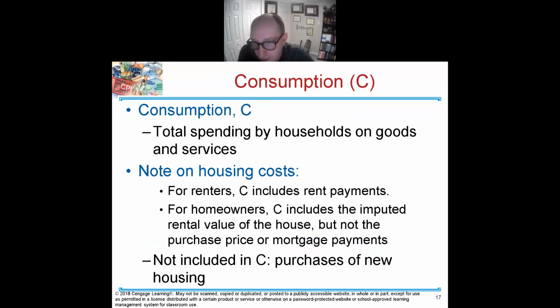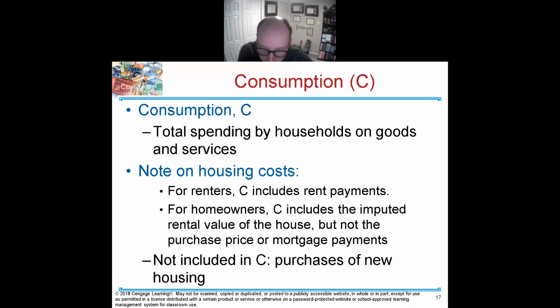So consumption, again, is all the spending done by households on goods and services. You need to pay for rent, utilities, furniture, clothing, etc. All of those things are consumption. The only thing that doesn't get included in consumption is the purchase of a new house.